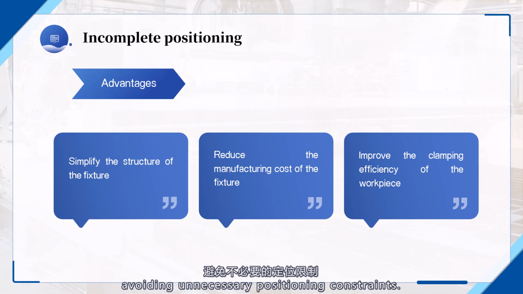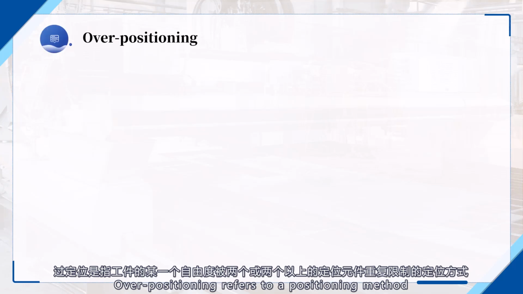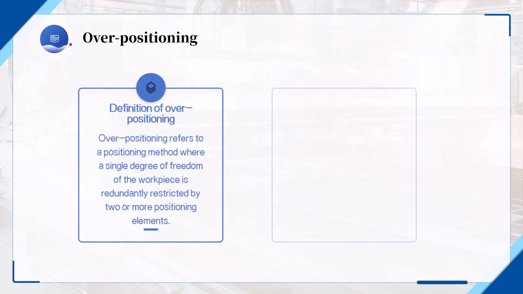avoiding unnecessary positioning constraints. Over-positioning refers to a positioning method where a degree of freedom of the workpiece is redundantly restricted by 2 or more positioning elements.